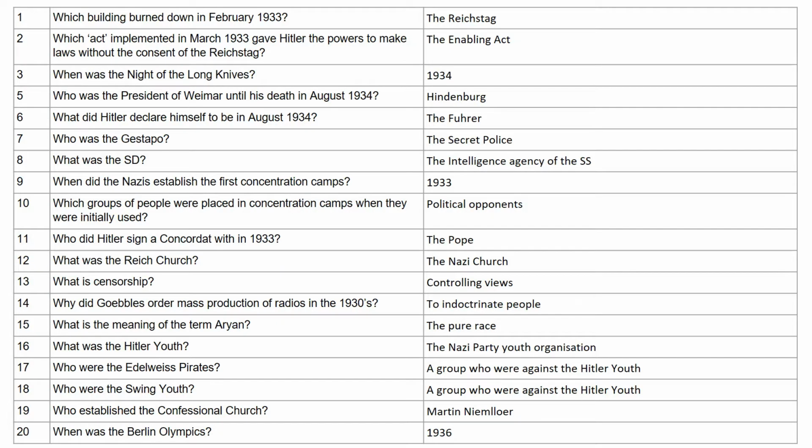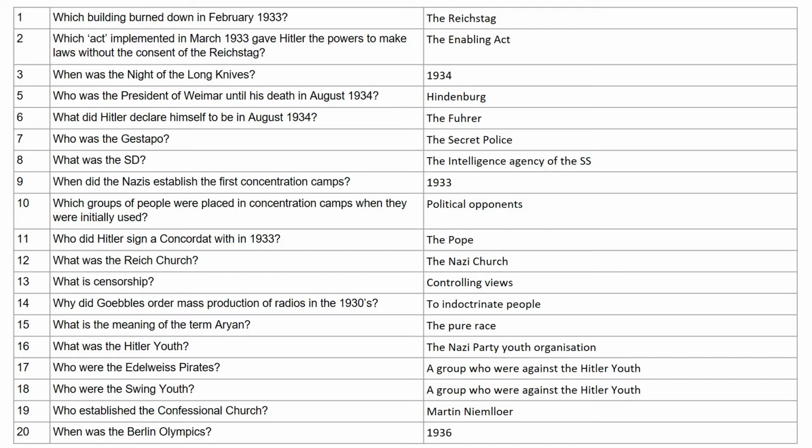So the building that was burnt down was the Reichstag. Remember that Hitler blamed the communists for doing it. Van der Lubbe was arrested, so he claimed that they were terrorists attacking Germany and that he needed to put things in place. So the act that he implements is the Enabling Act.